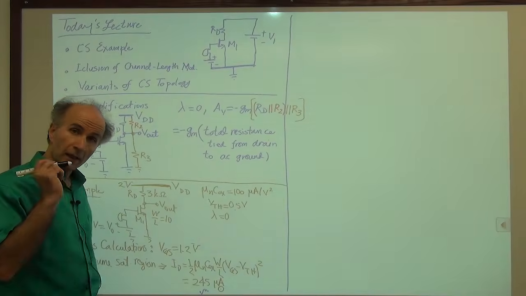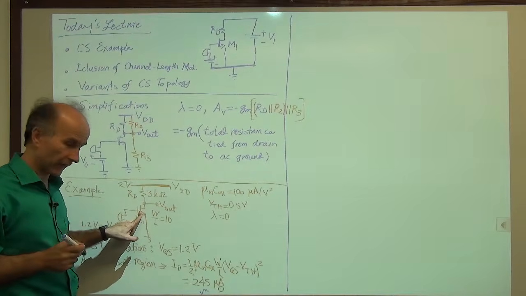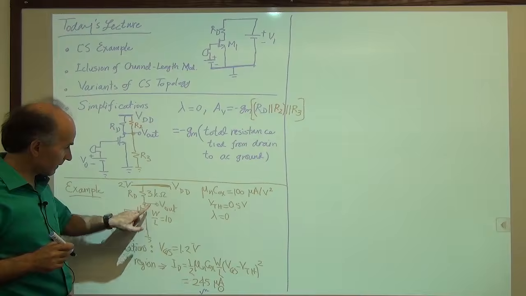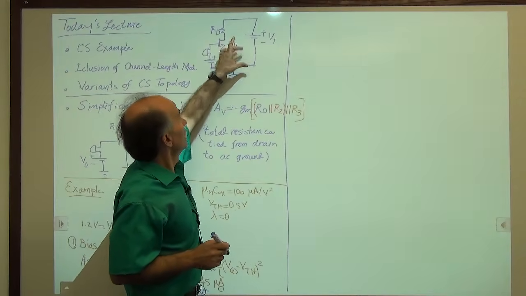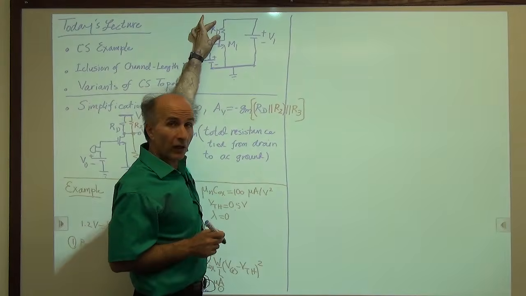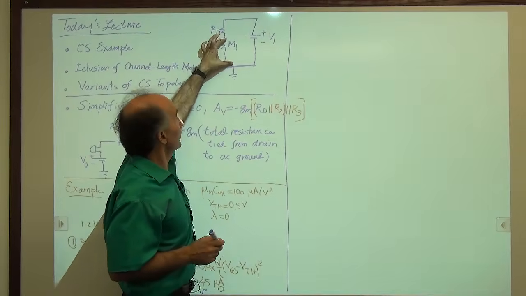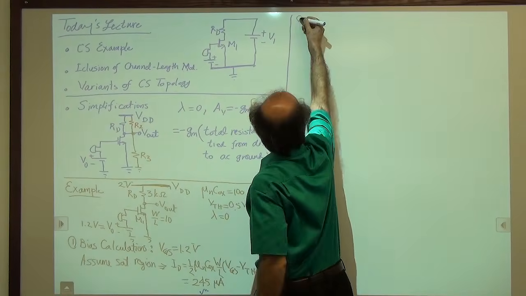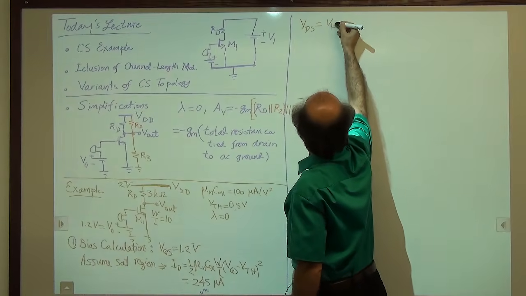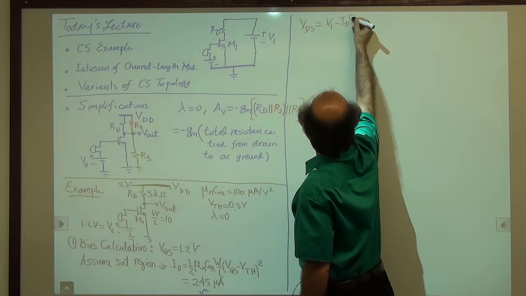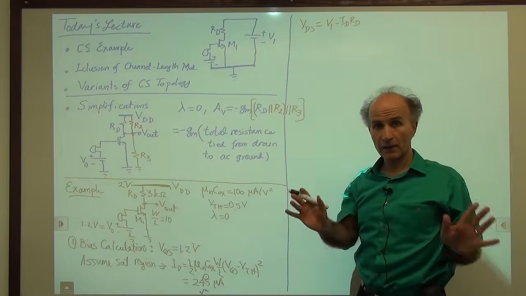Okay, so the first thing we have to do is to make sure that the device is in saturation. So let's try that. We will write VDS is equal to V1 minus RD ID. Right? This voltage minus this voltage is equal to this voltage. So we write VDS is equal to V1 minus ID RD. And remember, this is still just for bias calculation, so there are no signals coming in.